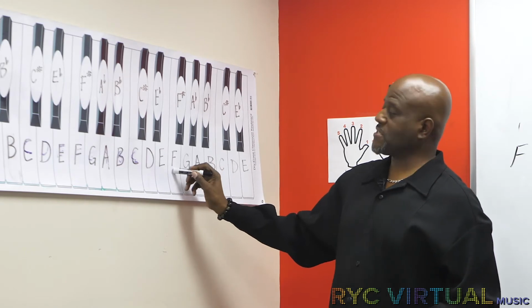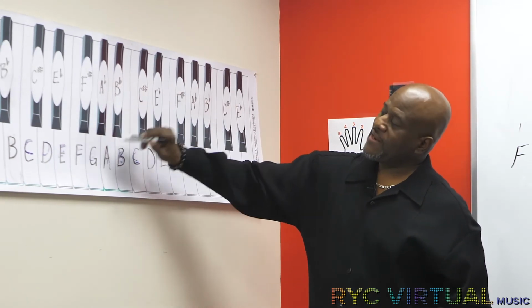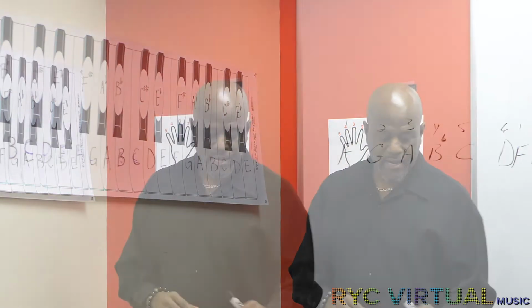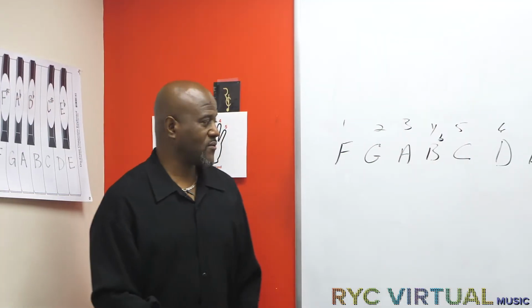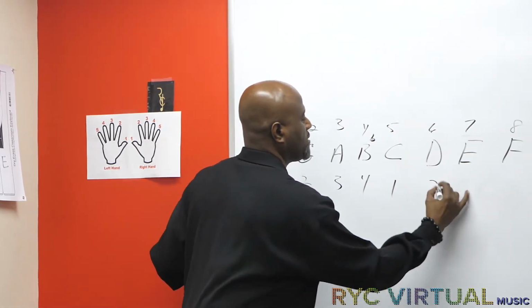I come backwards and do the same thing. F, E, D, C, B flat, A, G, F. All right? Here's what it looks like. So the fingering, I don't want to confuse you too much, is 1, 2, 3, 4, 1, 2, 3, 4.